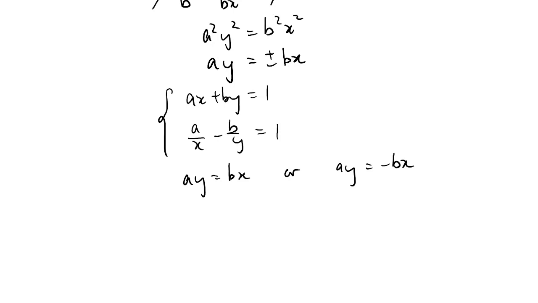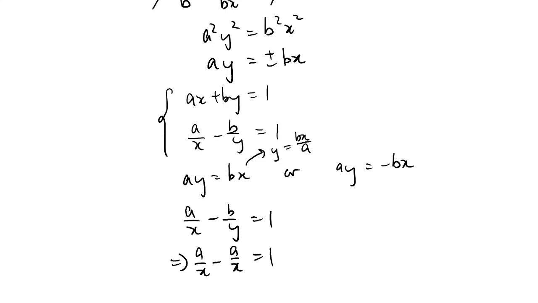So I have these two cases here, and actually one of them does not make any sense. Let's see if we can spot which one it is. If we use the second formula, a over x minus b over y equals 1, and let's say y was equal to bx over a, then that would be saying that a over x minus a over x would equal 1. That looks very suspicious, because that makes no sense. So that proves that ay could not equal positive bx. It just gives us a contradiction here.